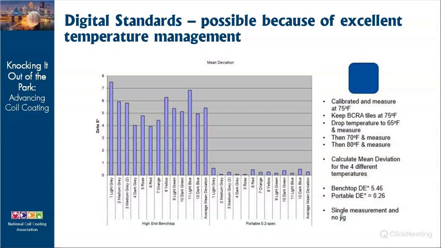And what we see is the calculated mean deviation across all temperatures, and for the benchtop it was 5.46 on a delta E scale, and for the portable it was 0.26. Again, real life single point measurements, no jig involved, but seeing how that temperature control can really impact the accuracy of an instrument.